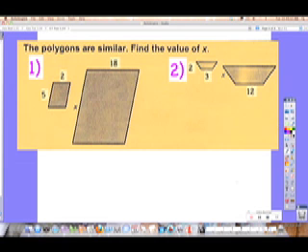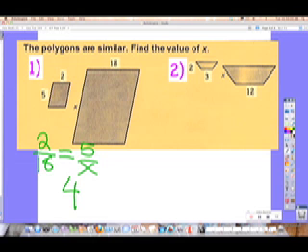Okay, so I did 2 to 18 equals 5 to x. And then I multiplied and then divided, and I got 45. Guys, raise your hand if you agree with Kylie. Did you get 45? Okay.